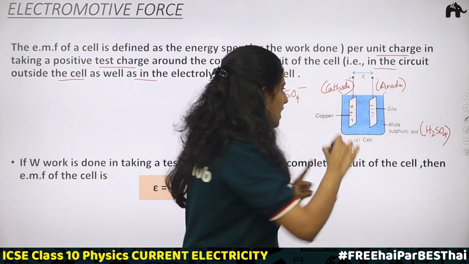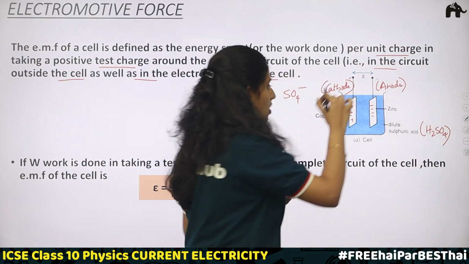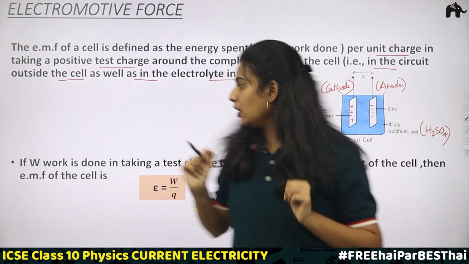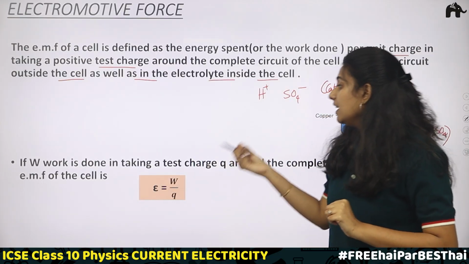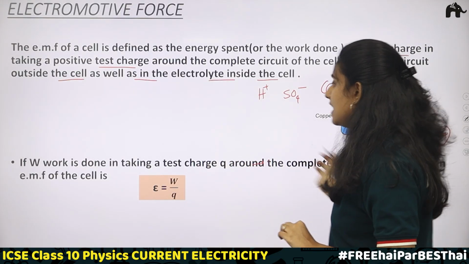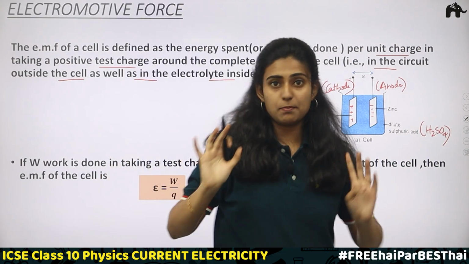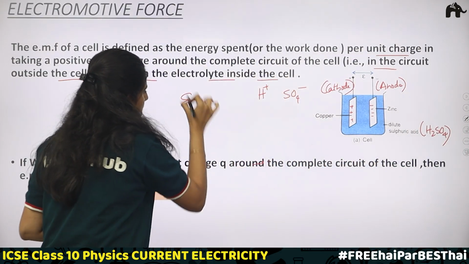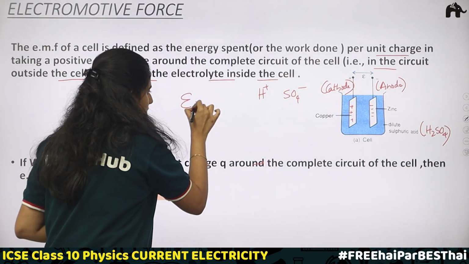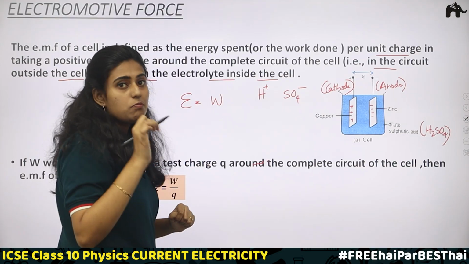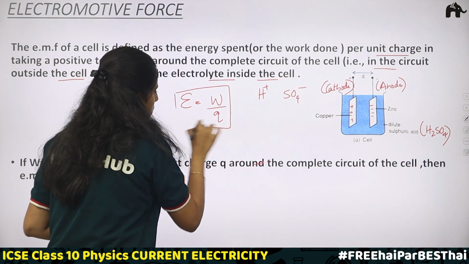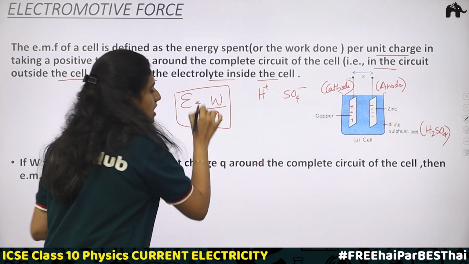So inside the cell there is movement of charges, and also when it is connected to a circuit there is movement of charges. The work done in taking a test charge Q around the complete circuit of the cell gives the EMF of the cell, which is represented by the letter epsilon. Capital epsilon is used to represent EMF. We have said that it is the work done to move a positive test charge. Therefore, EMF epsilon equals W divided by Q, where W is the work done and Q is the charge which is moved.